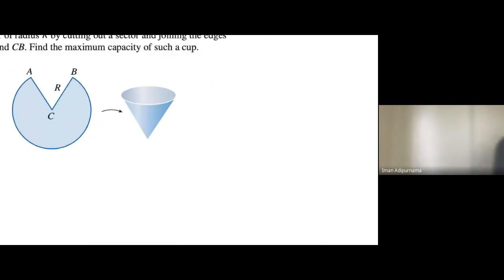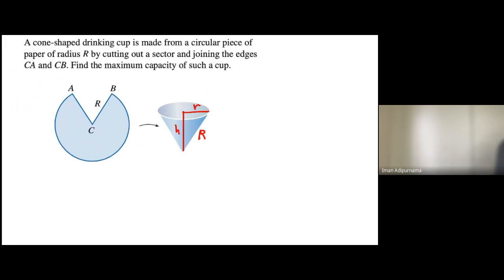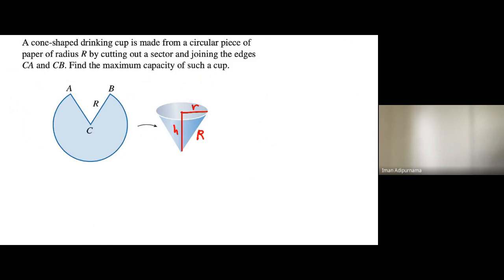Okay, if I may, right? This means that the R will be here, right? And let's say we have a small r as the base, the circle, and the height will be this one. Okay. So maximum capacity means finding the volume. Okay. Let me give you a few minutes for solving this one.